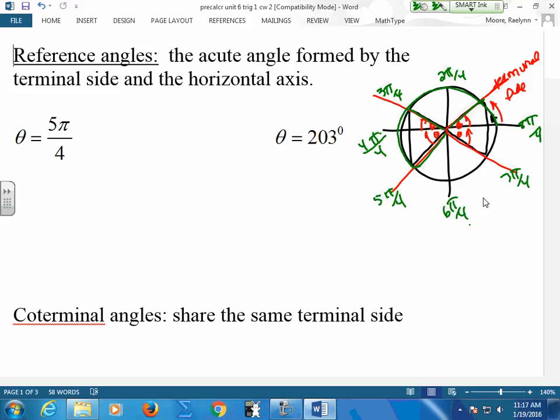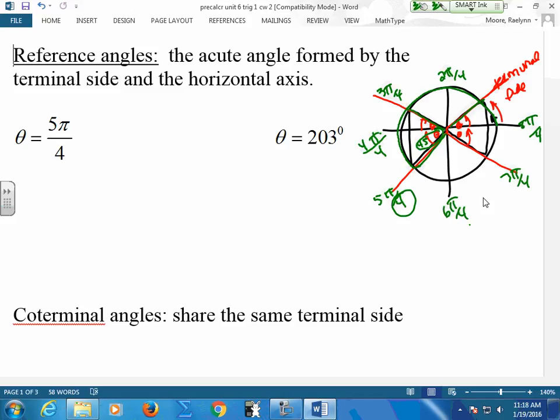So we say, okay, there's 5 pi over 4 down here. We took 4 and divided it into 180. Our reference angle is 45 degrees. So to find its reference angle, we're just going to take that bottom number and divide it into 180. That's if it's a special triangle. If it's not a special triangle, then we have to use the degrees.